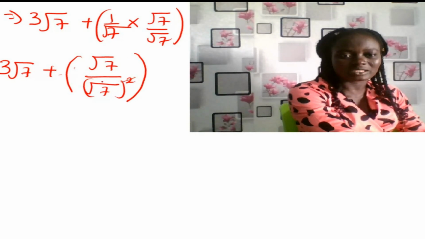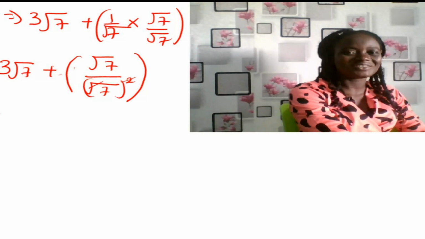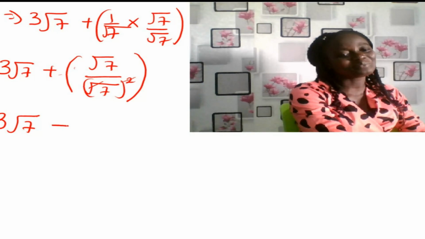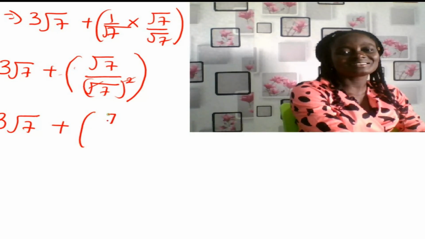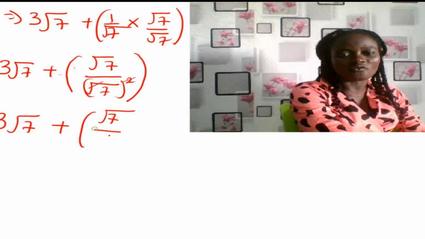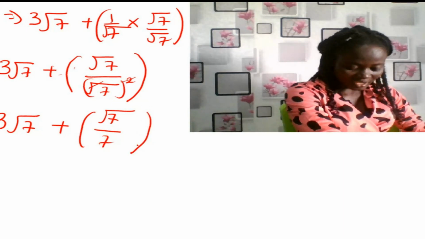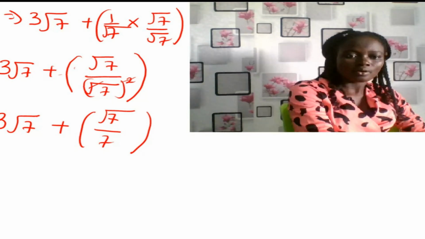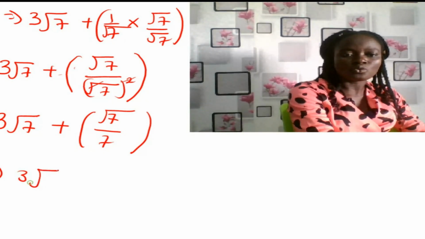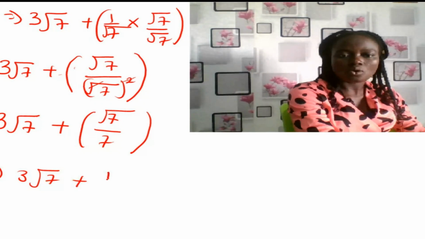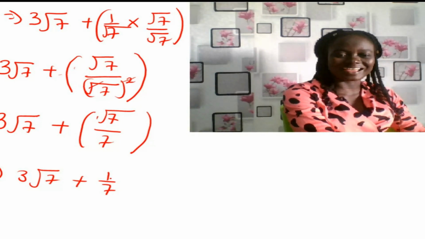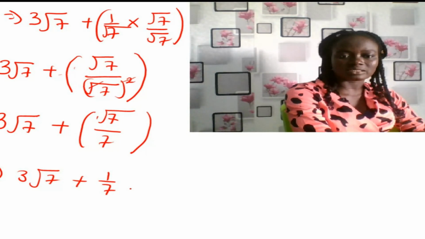I believe you know what this will be. Good. So we are going to get 3 root 7 plus root 7 over 7. Excellent. When we get here, what do we do again? We have this to be 3 root 7 plus 1 over 7. That is, we have a 1 here, 1 here. So 1 over 7 root 7.